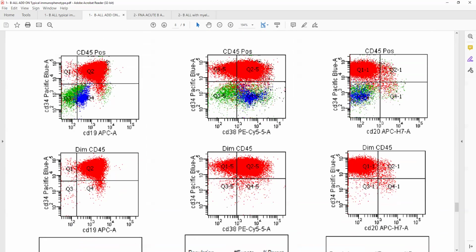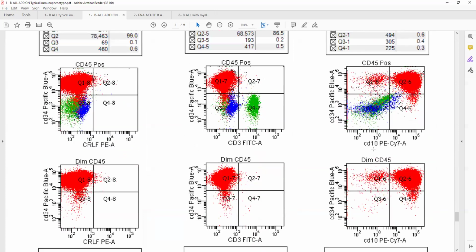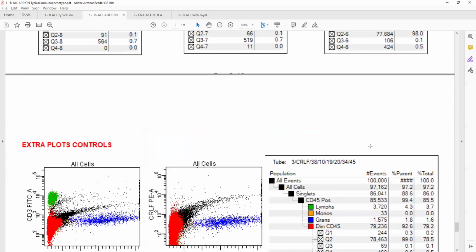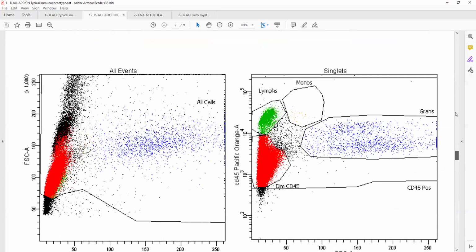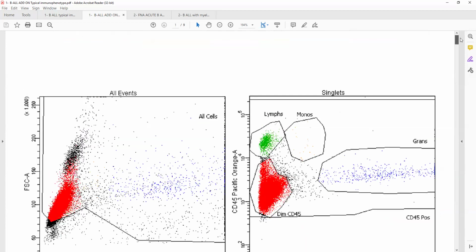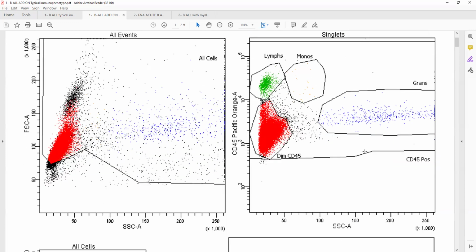Here, CD38 is dim. CD20, which is a marker that is expressed on differentiated mature B cells, is negative in this case as well. So looking at all these findings together, we're dealing with a B lymphoblastic population supporting a diagnosis of B lymphoblastic leukemia lymphoma. And you have to look at this flow cytometry in conjunction with morphology on the peripheral blood smear, bone marrow aspirate, as well as bone marrow core biopsy.